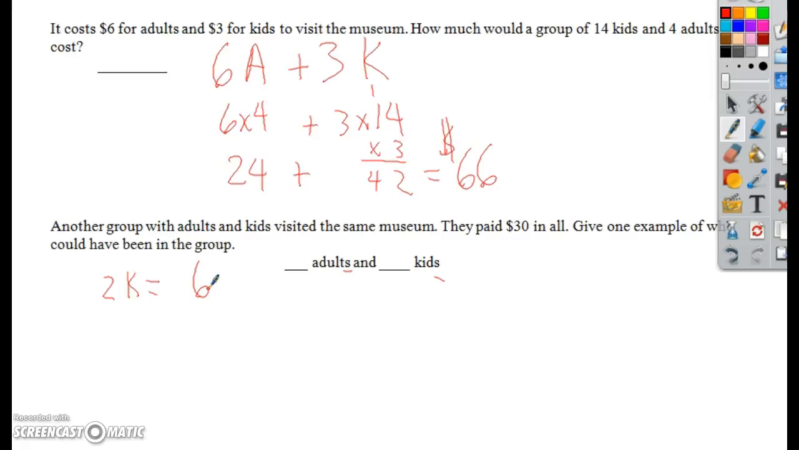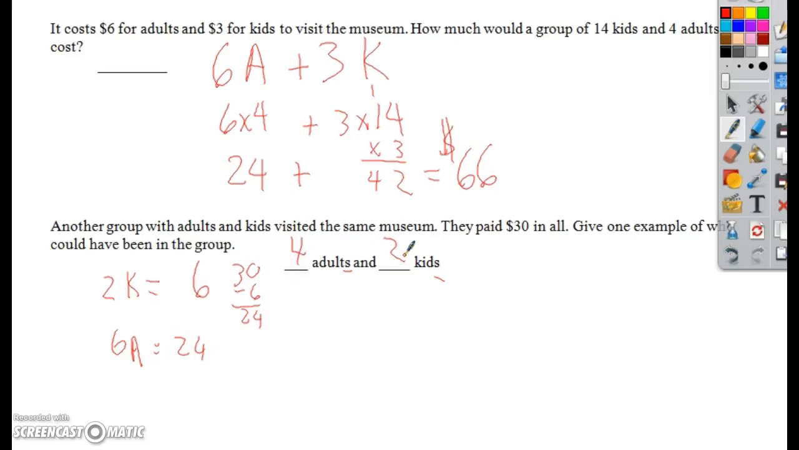Is there a way for me to get the adults to get to 30 when I'm taking adults times 6? Yeah, because 30 minus 6 equals 24. So I could add 4 adults would get me to 24 bucks. So I could have 4 adults and 2 kids.